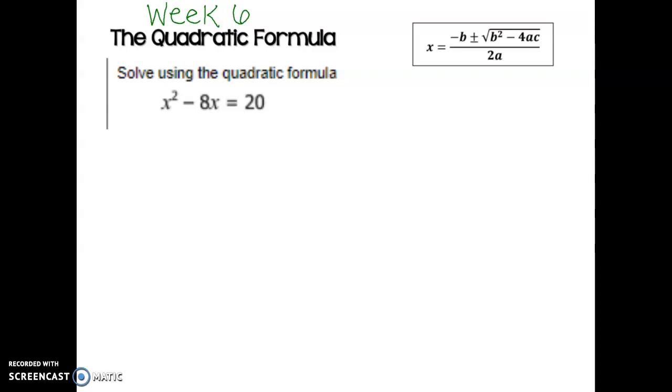So remember, the quadratic formula is just one of the ways that you can solve quadratic equations. Quadratic equations always take on the form ax squared plus bx plus c. And so you know you have a quadratic equation when you see that x squared term. That right there is the main clue that you have a quadratic equation.